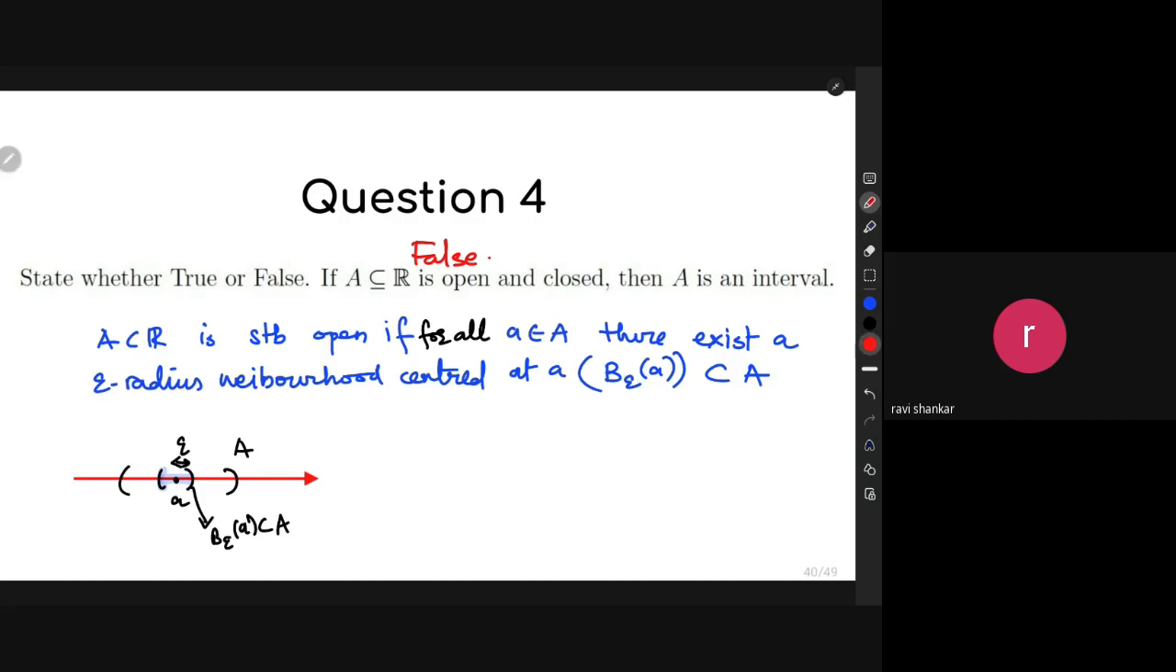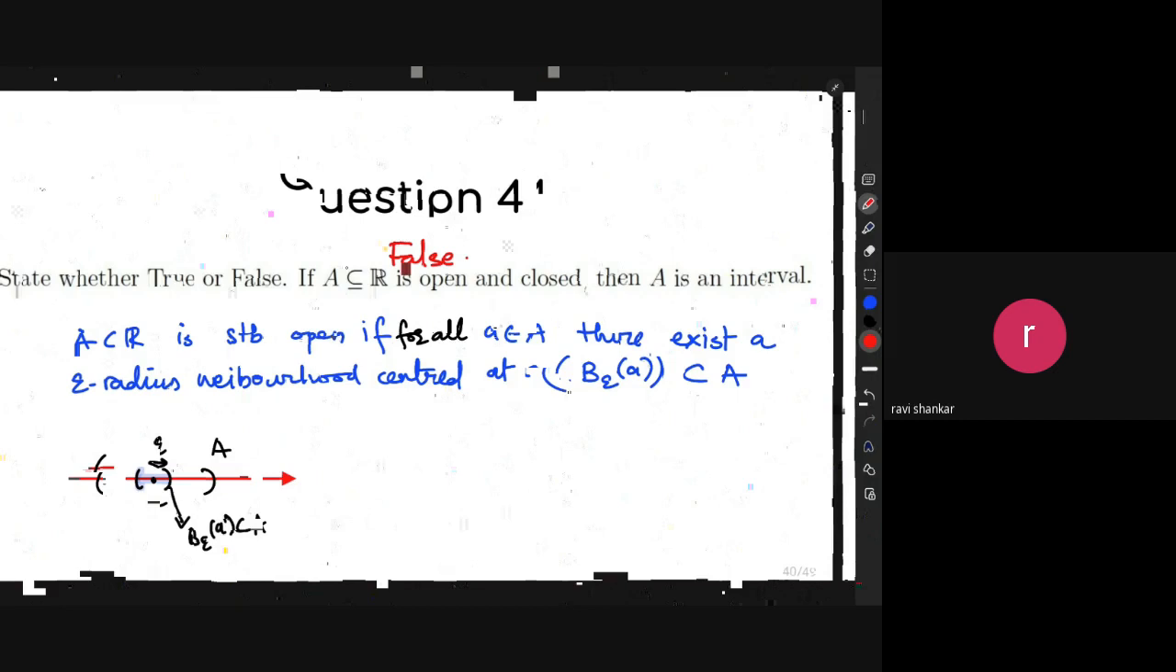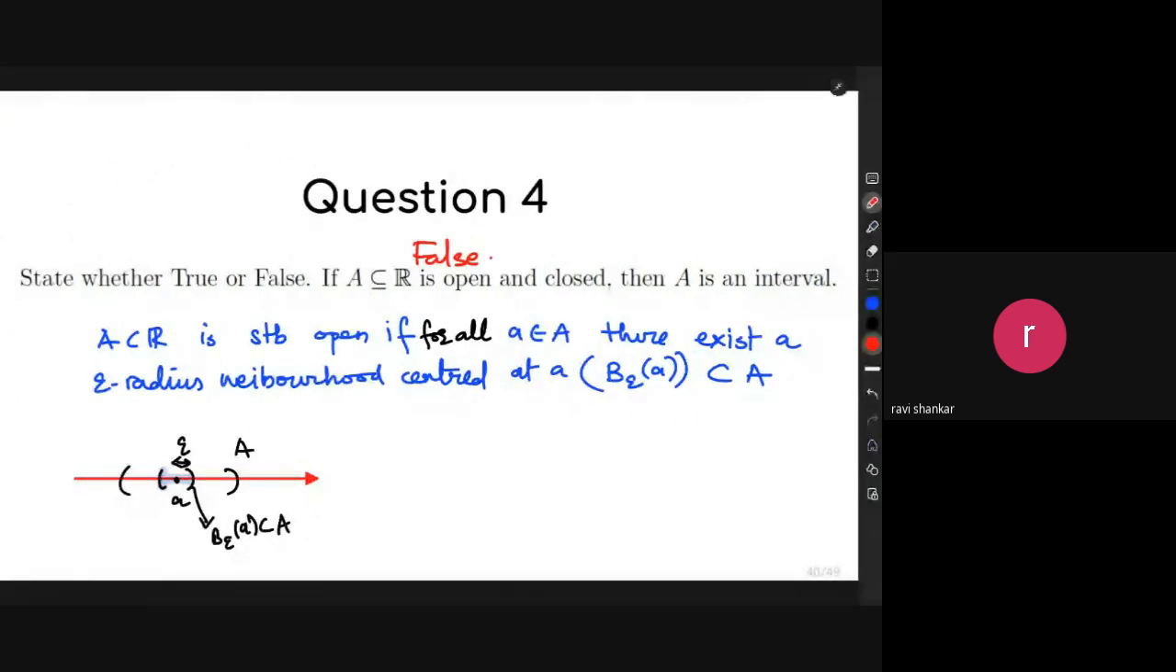Now the second thing is closed. We already know what closed is: all its limit points need to be contained inside the set. So now it is saying that if a subset is open and closed at the same time, then it has to be an interval. It is a false statement, because yes, all limit points need to be inside of that set.